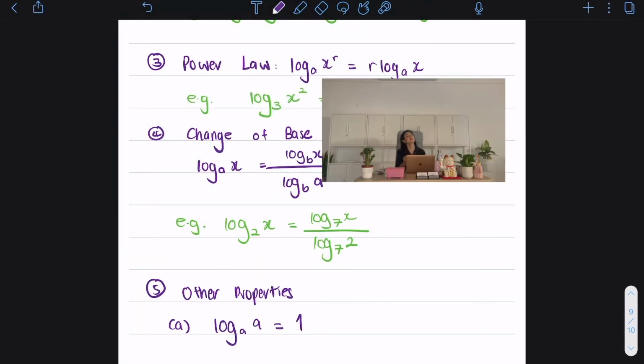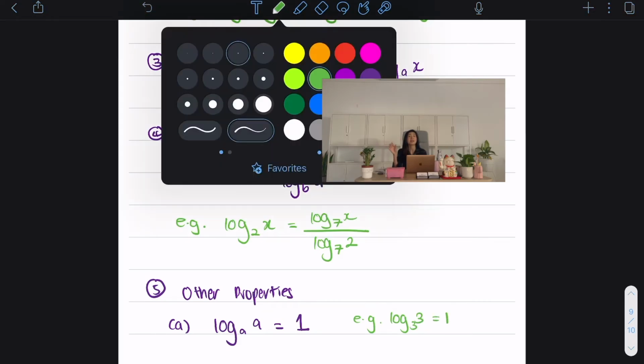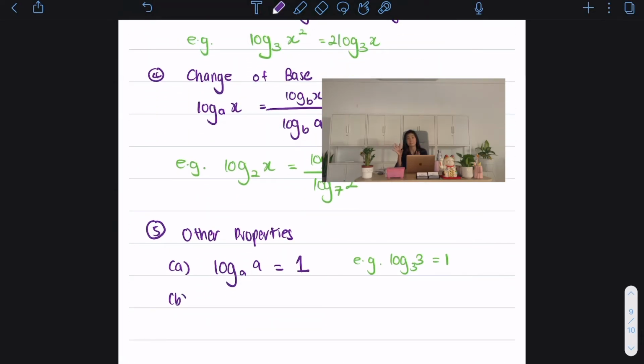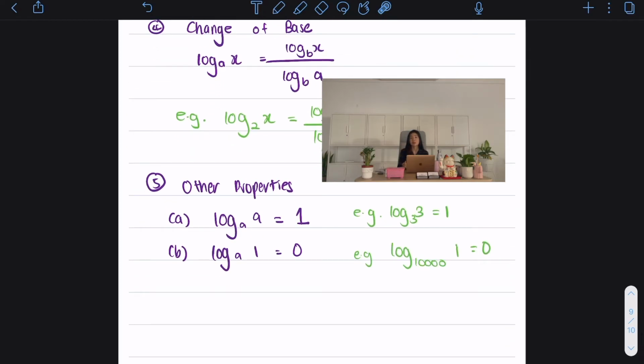Of course, we also have other properties that are very important. One of it is log a a equals 1. So long as you have the function and the base being the same number or variable, it will be equivalent to 1. The other important property that you got to remember is log base a of 1 will be equal to 0. So in other words, as long as you have a function of 1, you will get 0 as your output. I have also listed these two examples down on the screen, you may refer to it.